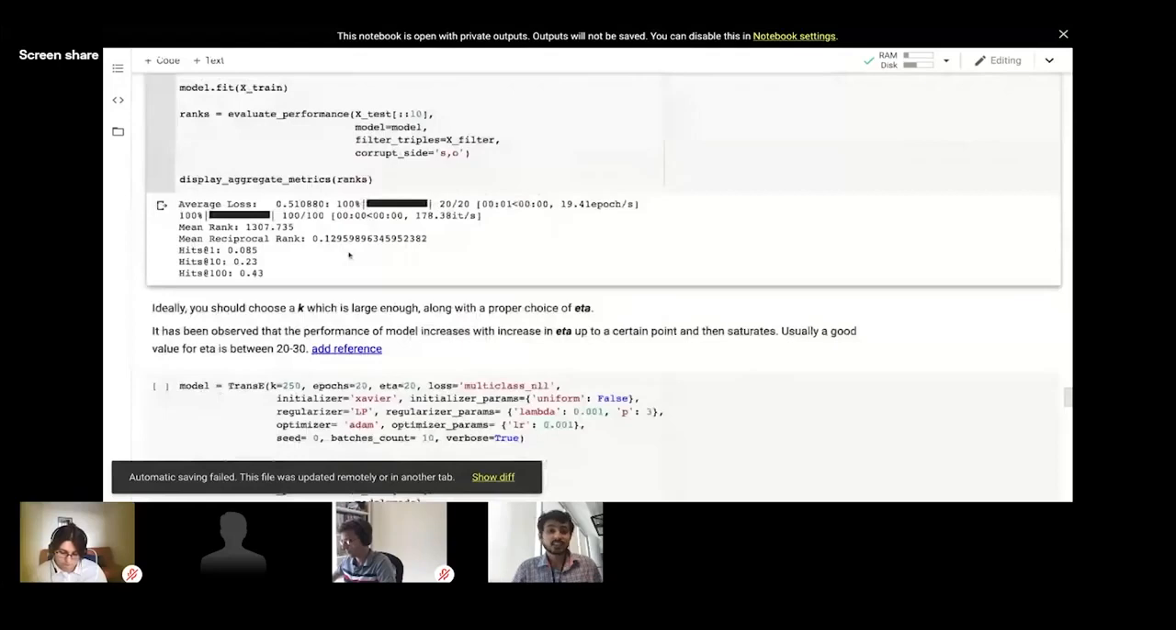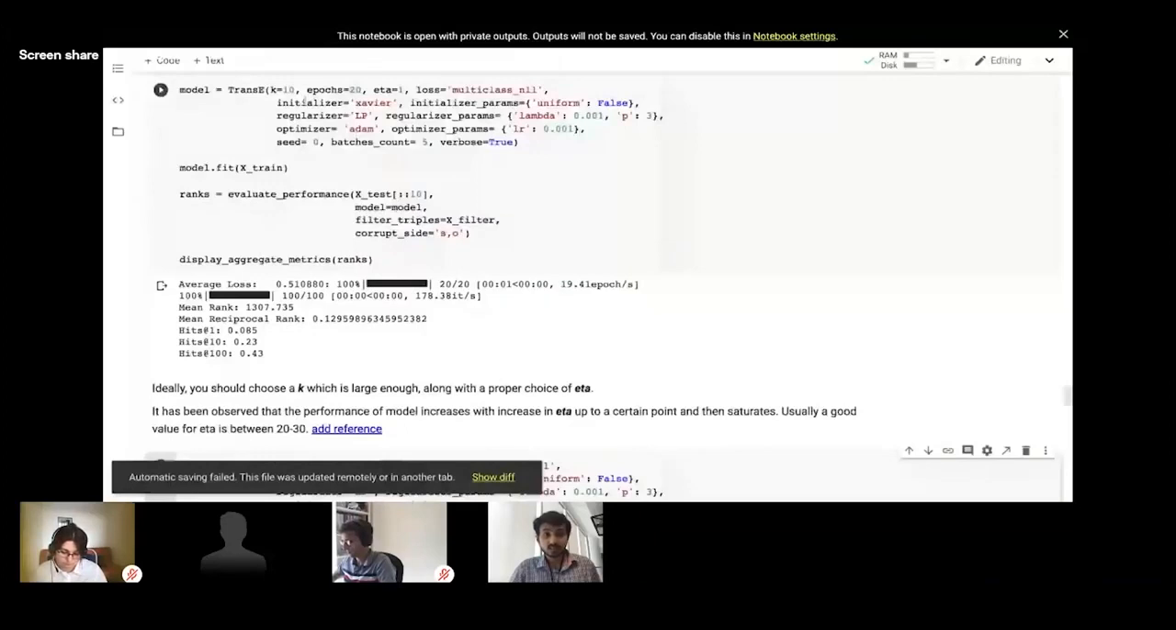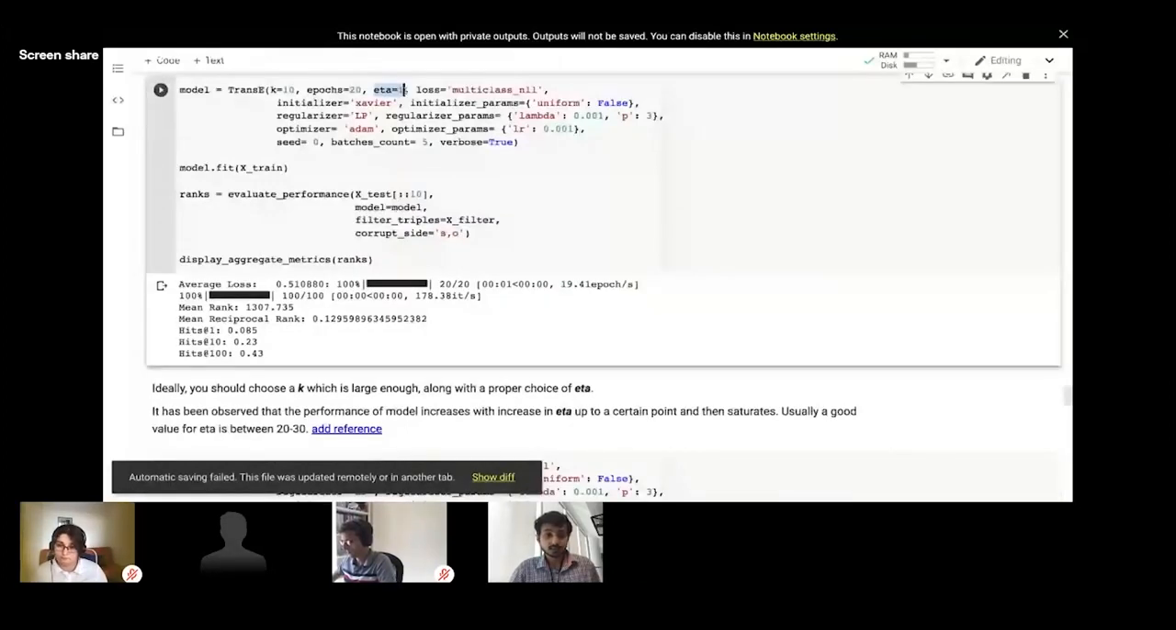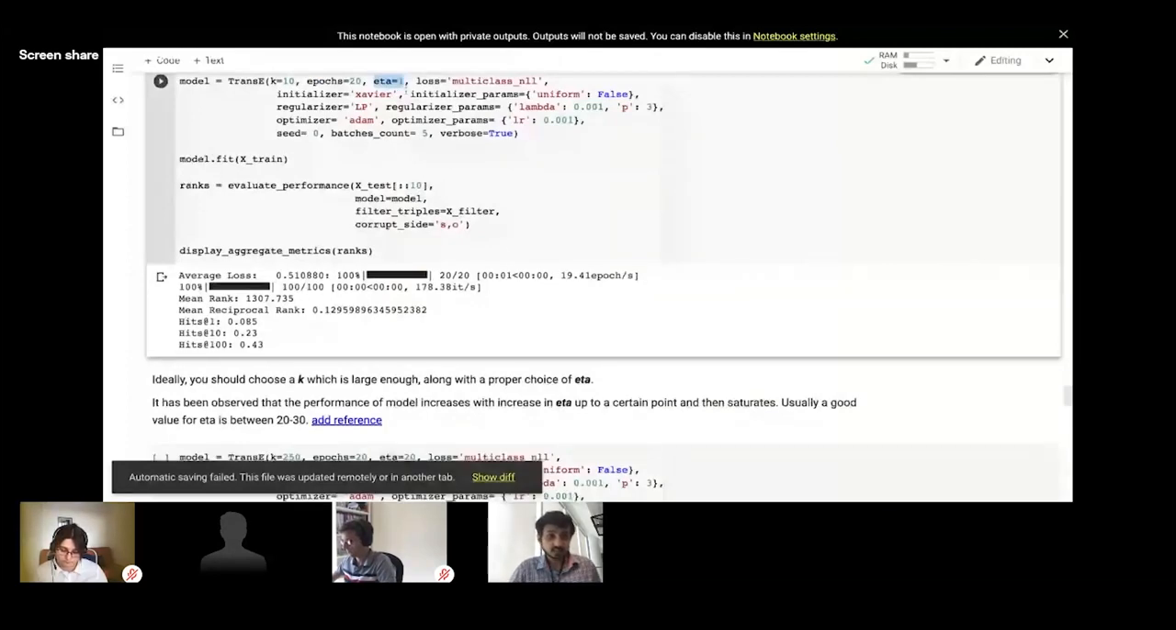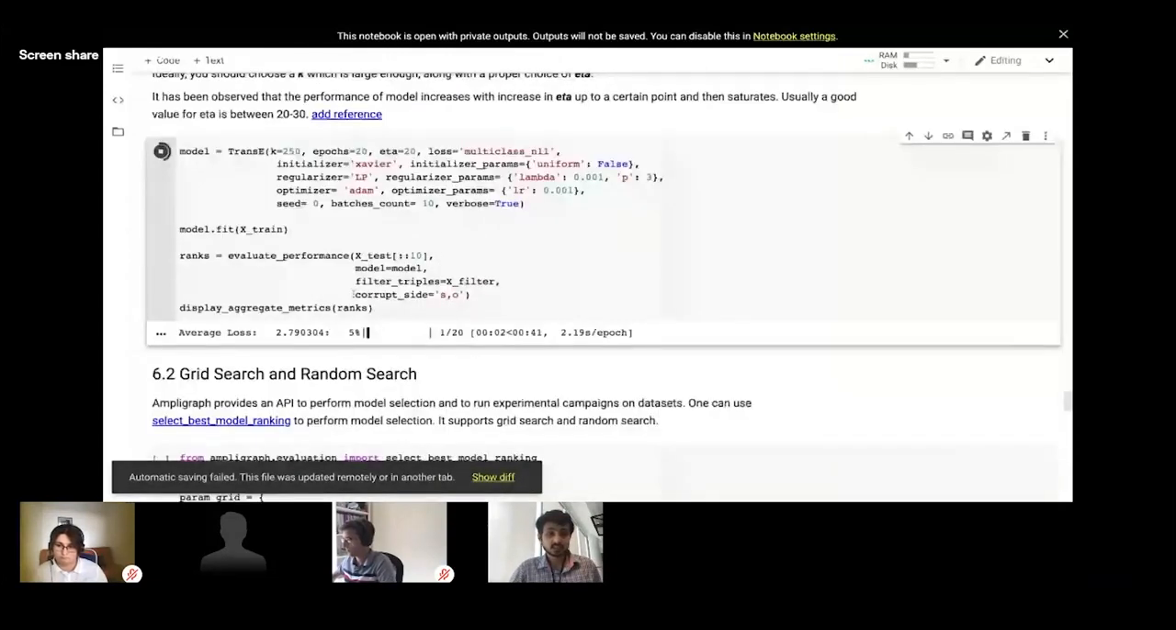So ideally, how do you choose this k? If I'm training a model, I'd use a combination of k and eta. Earlier I had k equal to 10 and eta equal to 1, whereas prior to that I had k equal to 1000 and eta equal to 1. This eta parameter also plays a significant role. By balancing k and eta, we can get almost the same performance as having a large k. Here I'm running the same model, just the difference is k and eta. I'm having a larger eta, which means per positive, I'm generating 20 negatives, and I'm having an embedding size of k equal to 250.